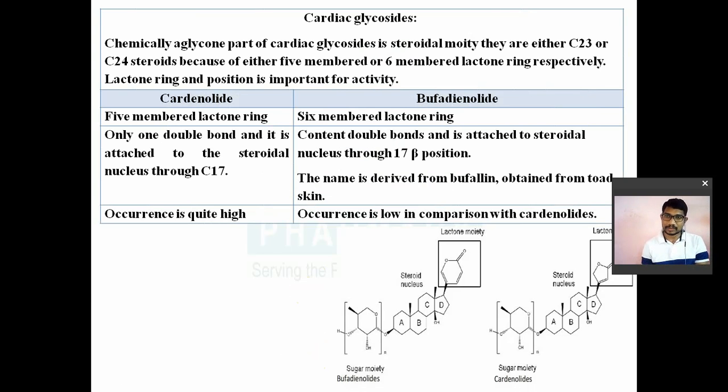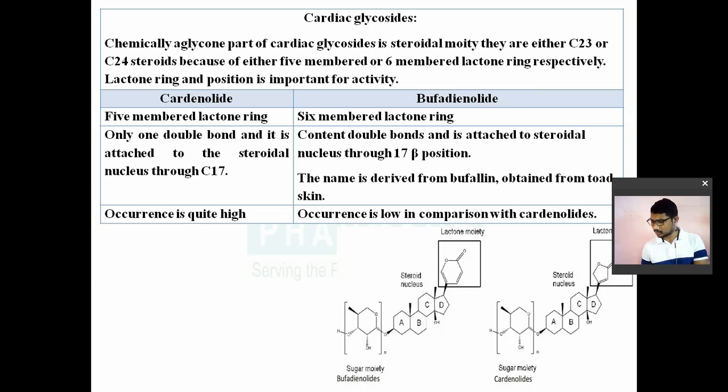There is one condition known as congestive cardiac failure, where your heart is not able to pump the blood forcefully, and because of that there is congestion in the circulatory system. So edema occurs, then your heart fails. In that condition these cardiac glycosides are used.